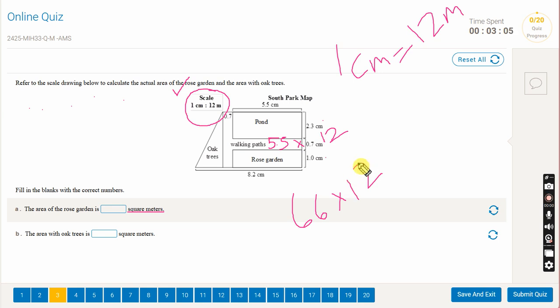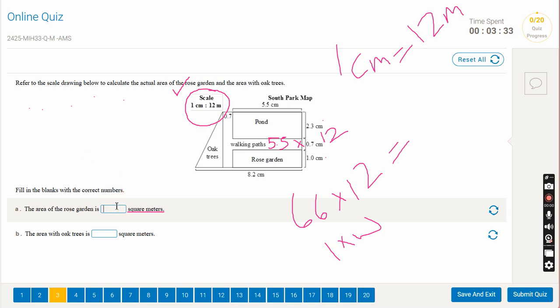If you don't know when to use which formula, you're going to make mistakes in the exam and you're not going to score well. So keep practicing and understanding the questions. So 66 times 12. What is our formula for the area of a rose garden? It's a rectangle: length times width. Keep this in mind. Whenever you're looking for the area of a rectangle, it's length times width. Now what is 66 times 12? It's 792. So that's your answer, 792.